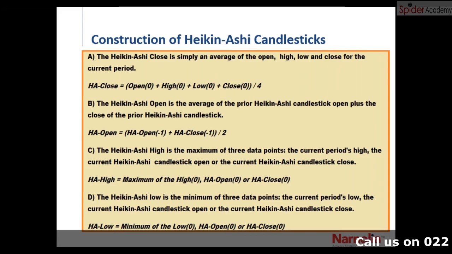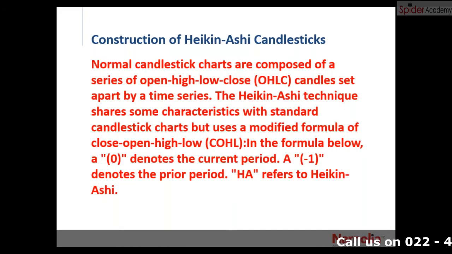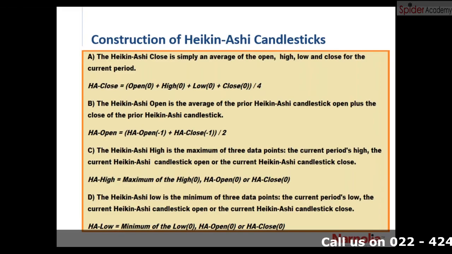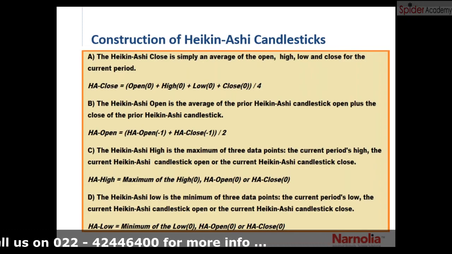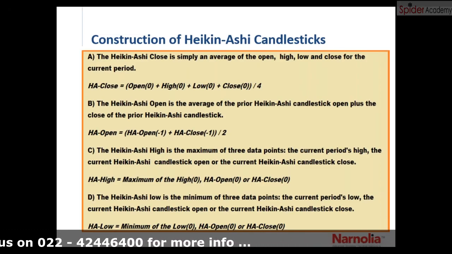So how are we going to construct one Heikin-Ashi candle? The first one, as we mentioned, it will not be OHLC, it will be COHL: close, open, high, and low. So the Heikin-Ashi close is nothing but a simple average of the open, high, low, and close of the current period. Okay, current period, not the previous, not the one before that, not the future, the current period. So we call it HA close. HA close means Heikin close.